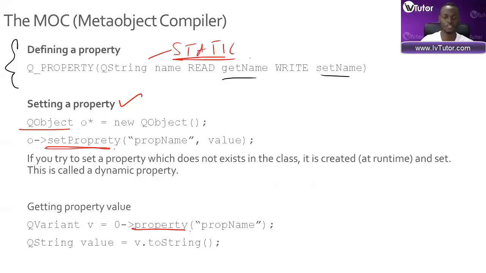So let's say, for instance, we define an instance of a Q object called O, and we know we've got a property called name inside our class. We can then say O.setProperty name, and then we give it the value like the actual name, right?